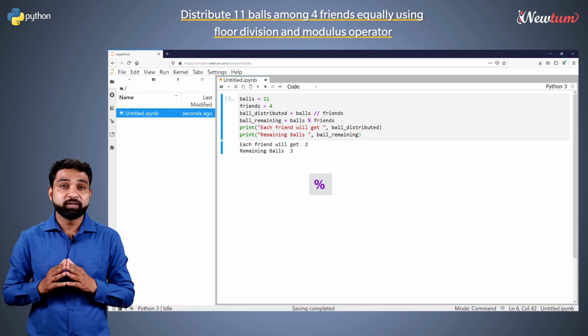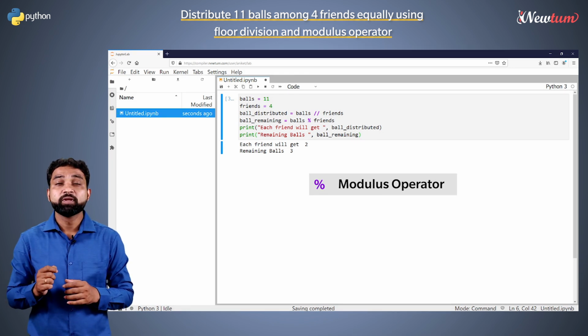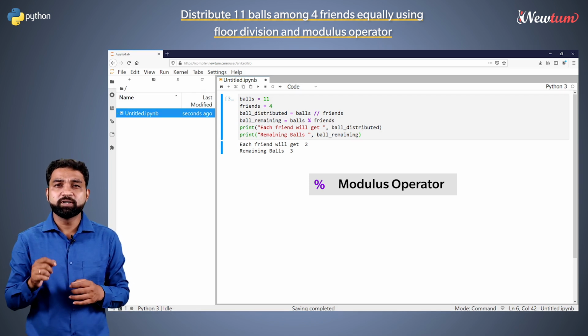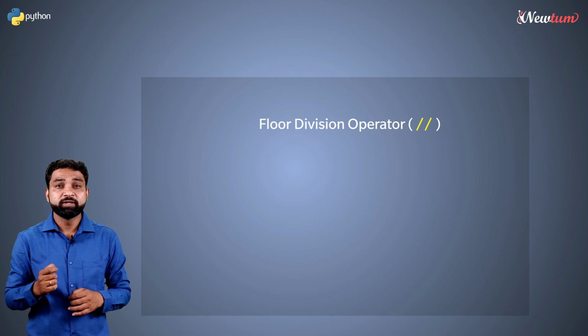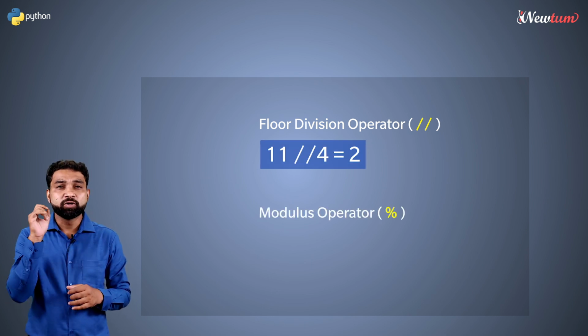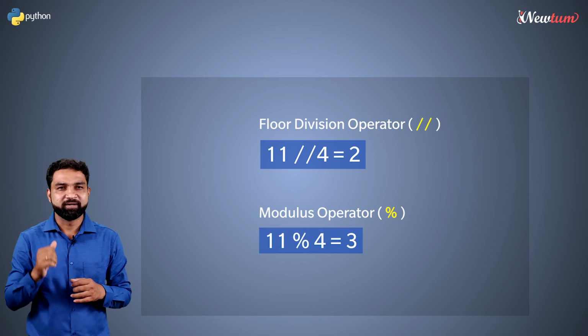The percent operator is called a modulus operator. It gives the remainder on division of 2 numbers. In simple words, the floor division operator is used to get the quotient without decimal and the modulus operator is used to get the remainder.